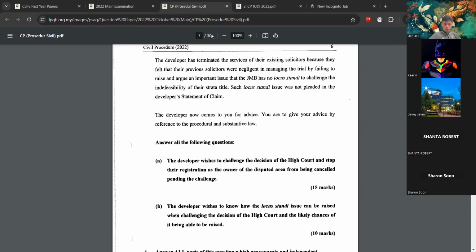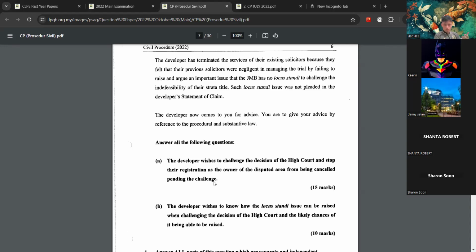Correct. Obtain a stay of execution. Keyword is here: wishes to challenge the decision pending the challenge. You see, pending, this is very important. So your answer is purely based on the stay of execution. Why is it allocated 15 marks?